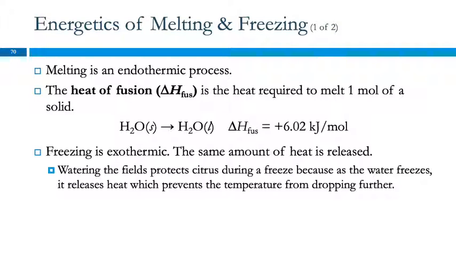So melting is an endothermic process. This makes sense to us because if you want something to melt, like if you want to thaw out a steak, what do you do? You put heat into it, right? It's an endothermic process. How much heat does it take? Well, that's called the heat of fusion, the heat required to melt 1 mole of the solid. For water, it's 6.02 kilojoules per mole. The opposite process, freezing, is exothermic, and that releases energy. That's not so obvious.